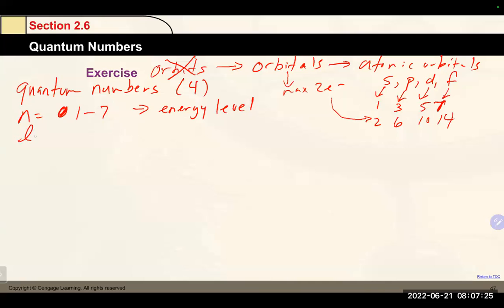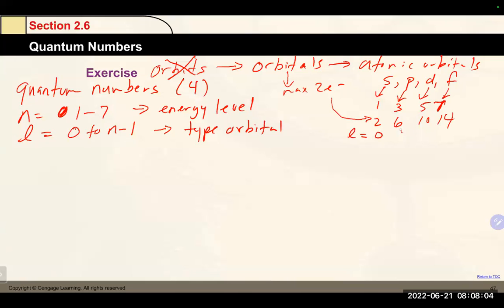There's also a quantum number referred to as l, the angular quantum number, and that has values of 0 to n minus 1. This will tell you the type of orbital we're dealing with, for the most part. So for example, if n is equal to 1, the possible value of l is 0, as 1 minus 1 is 0. That would be the only value you could have. A value of 0 for l tells you it is an s orbital.